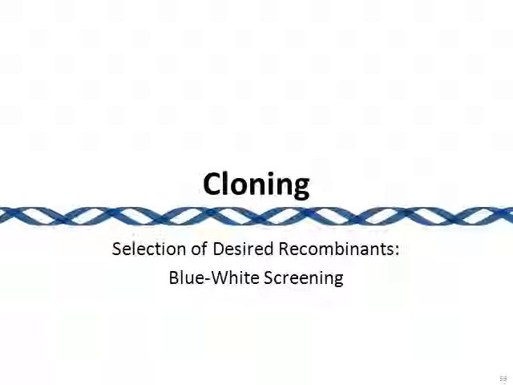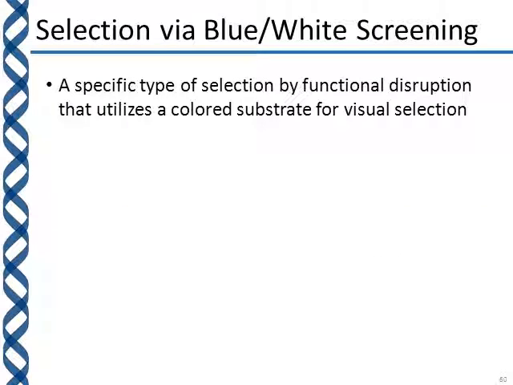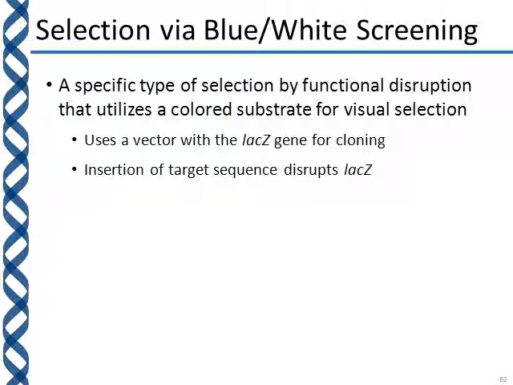Next, let's talk about the selection of desired recombinants using what is termed blue-white screening. Blue-white screening is a specific type of selection by functional disruption that utilizes a colored substrate for visual selection. It uses a vector with the LacZ gene for cloning. There is an insertion of the target sequence which disrupts the LacZ.